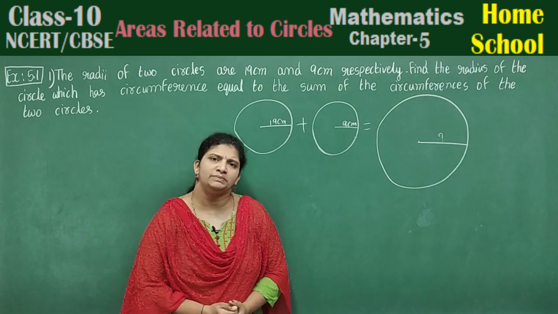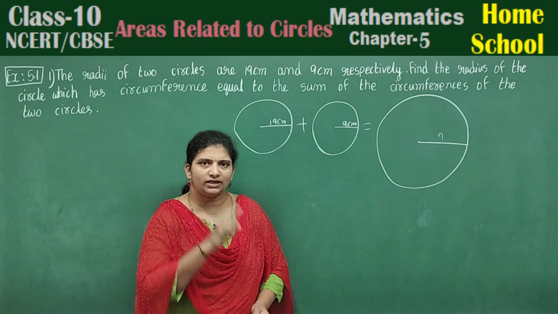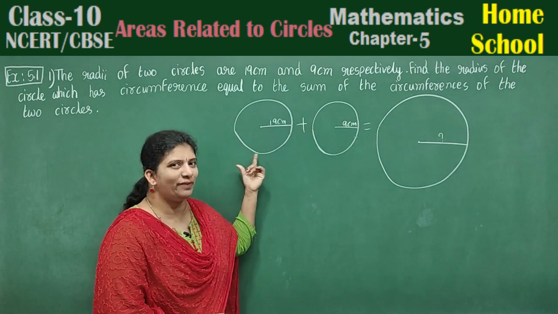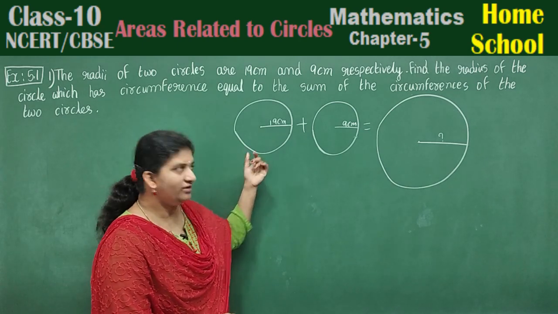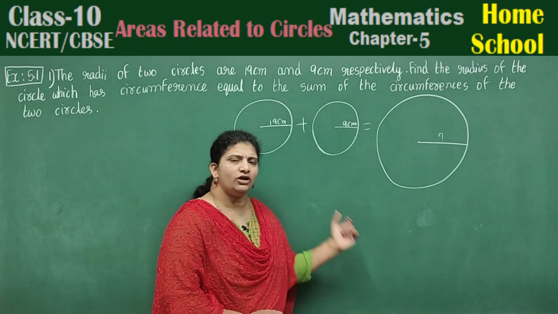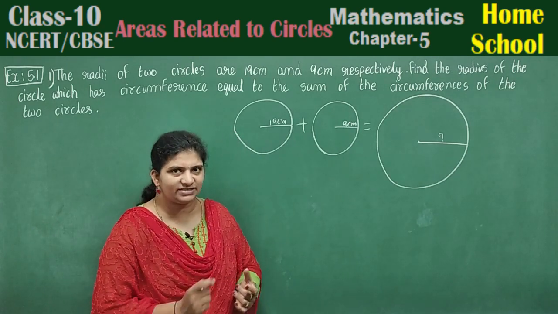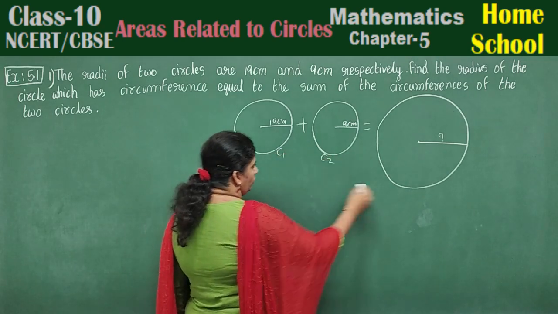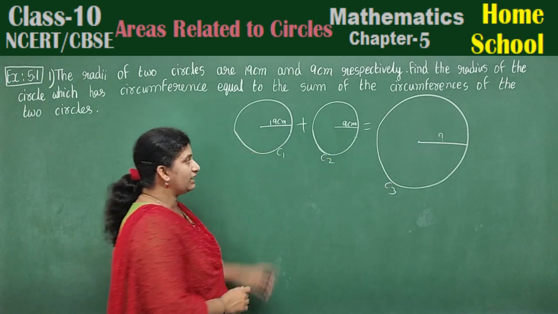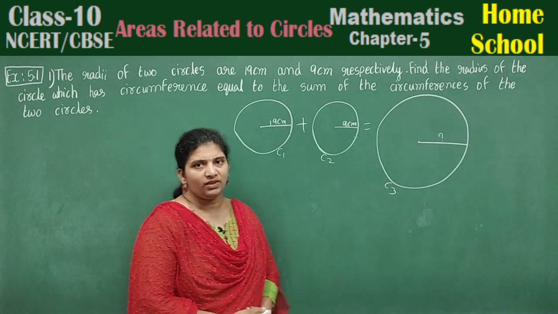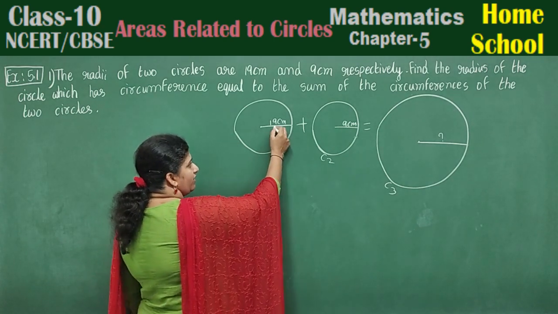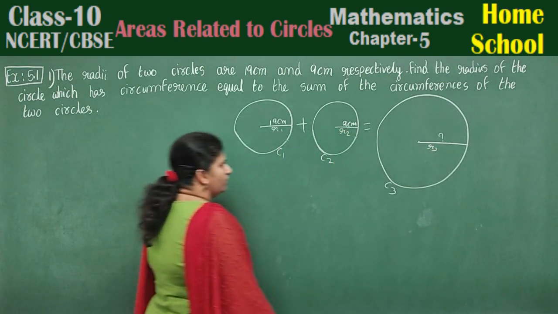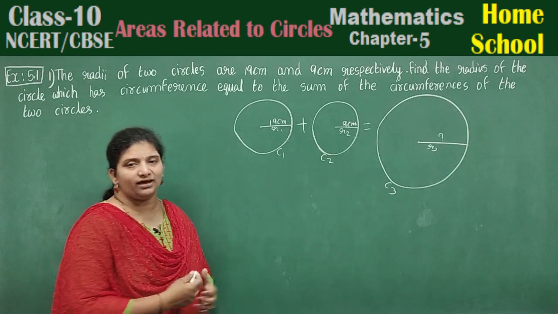Circumference means what, children? The circle's outer ring, we call it the circumference. What is the circumference of a circle? 2 pi r, right? But do all have the same radius? No, it is differing. So let us write here: this is C1, C2, C3, circle 1, circle 2, circle 3. And radius also, in that way you can write R1, R2, R3. R1, R2, R3 are the radii.